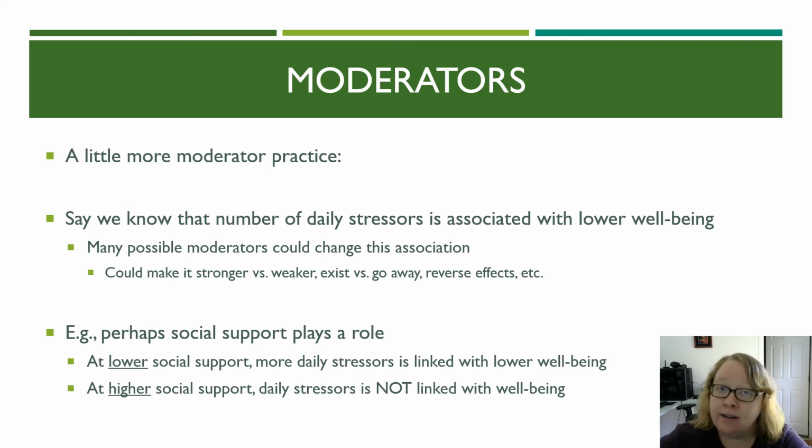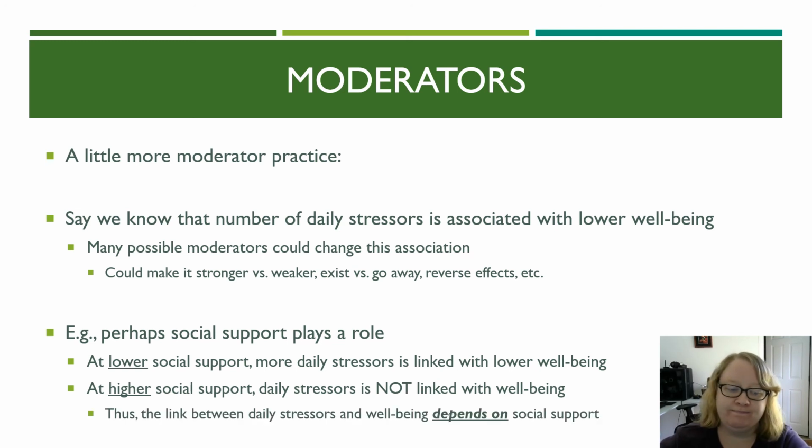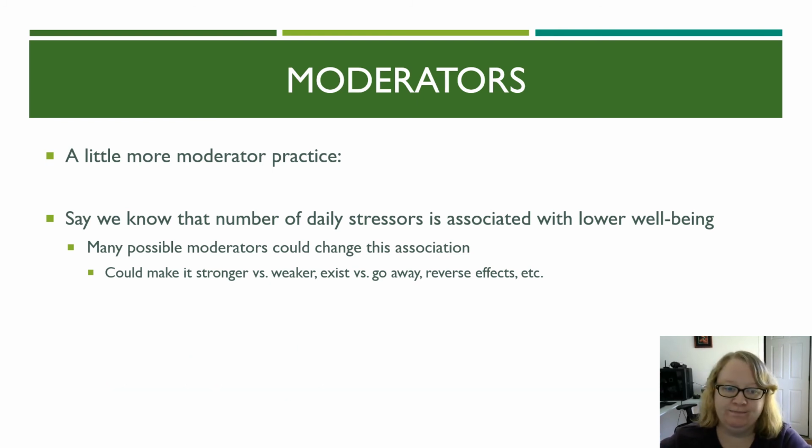But if you have a lot of social support, lots of friends and family you can rely on, maybe daily stressors doesn't affect your well-being. So you see it's changing that relationship. It's changing what it looks like. So the link between daily stressors and well-being depends on social support. It's there for some people, in this case, lower social support, but it's not associated for others, in this case, higher social support.